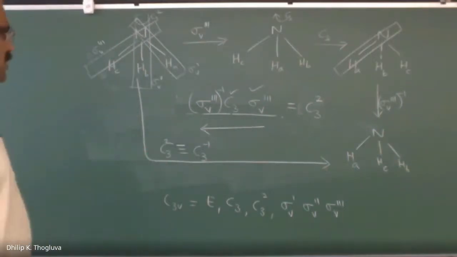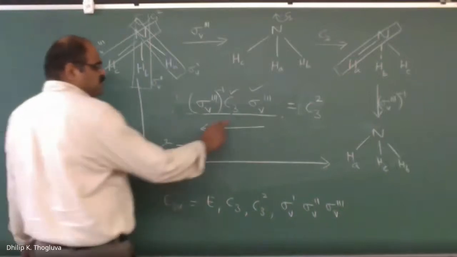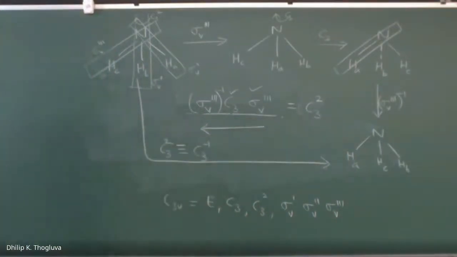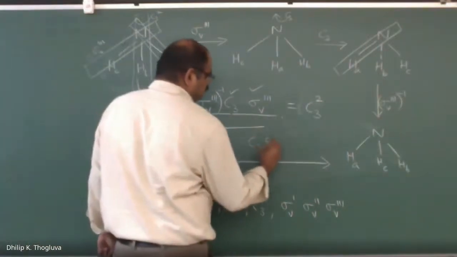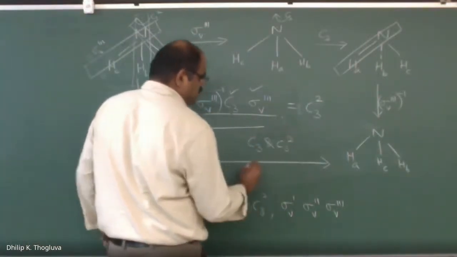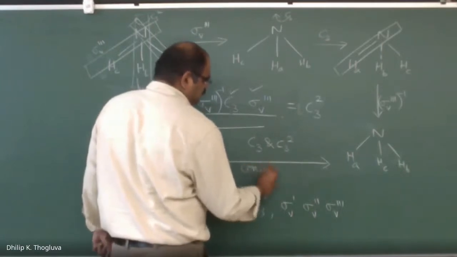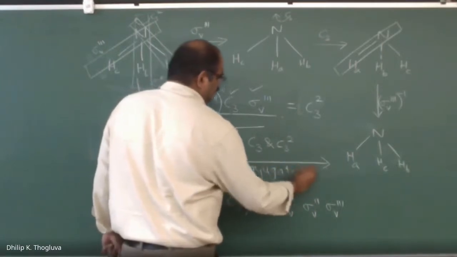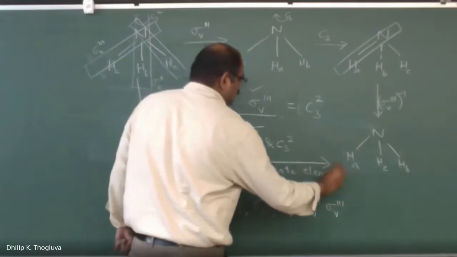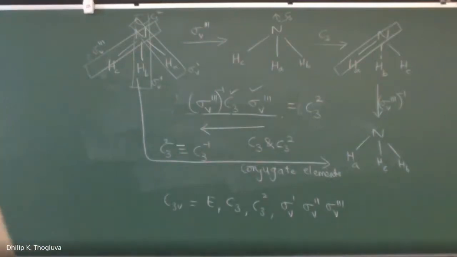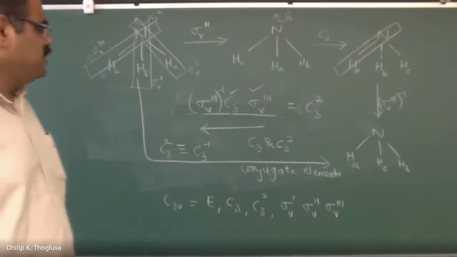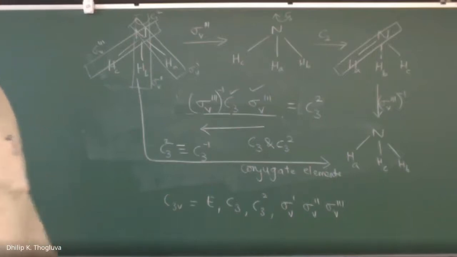Okay, so the similar transformation of C3 with respect to sigma v triple prime results in C3 2, and then C3 and C3 2 are conjugate elements. Okay, so this is a good example. So C3 and C3 2 are conjugate elements. Now we'll define what is a class. Now we just saw what is similarity transformation. Now let's study a class.